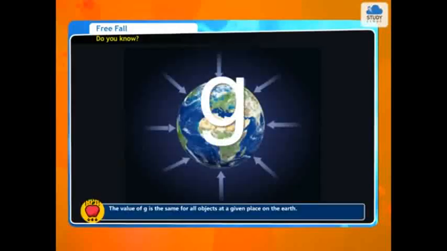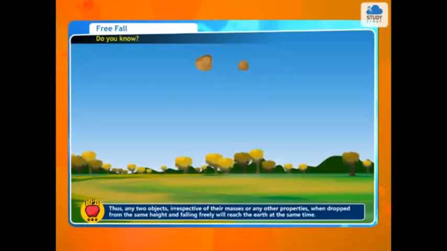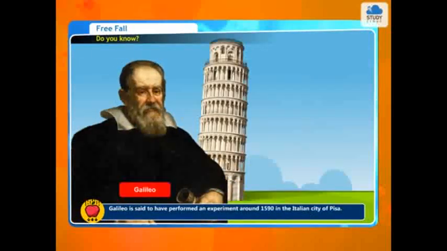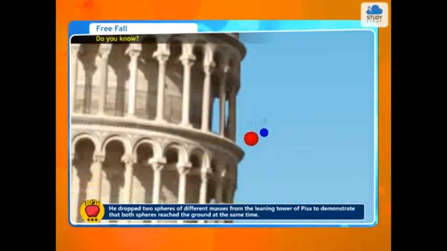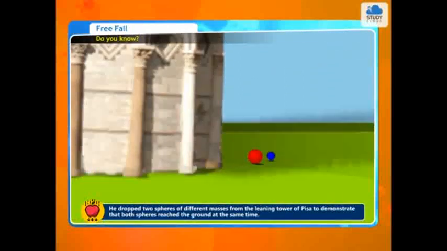Do you know? The value of g is the same for all objects at a given place on the earth. Thus, any two objects, irrespective of their masses or any other properties, when dropped from the same height and falling freely, will reach the earth at the same time. Galileo is said to have performed an experiment around 1590 in the Italian city of Pisa. He dropped two spheres of different masses from the Leaning Tower of Pisa to demonstrate that both spheres reached the ground at the same time.